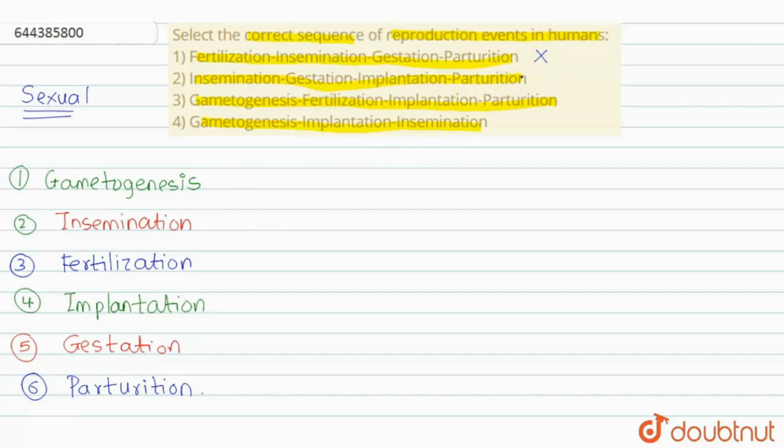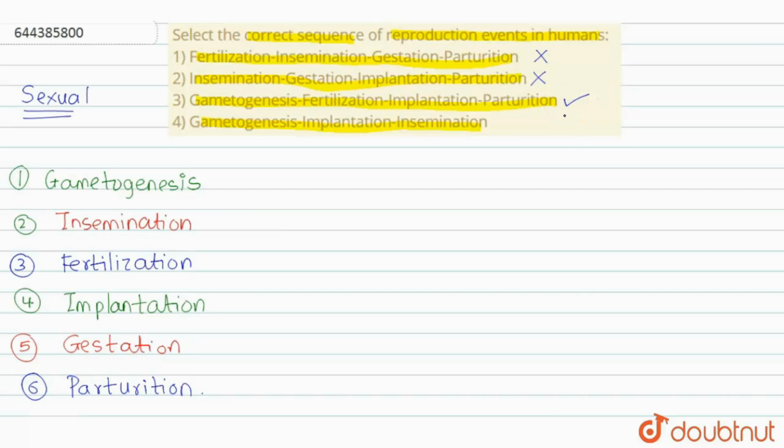Option 2 is first insemination, followed by gestation, followed by implantation, followed by parturition. You can see that first implantation occurs, then gestation occurs. So this is also not the proper sequence. Option 3, first gametogenesis occurs, then fertilization occurs, then implantation occurs, and at the end parturition occurs. So this is the correct option.